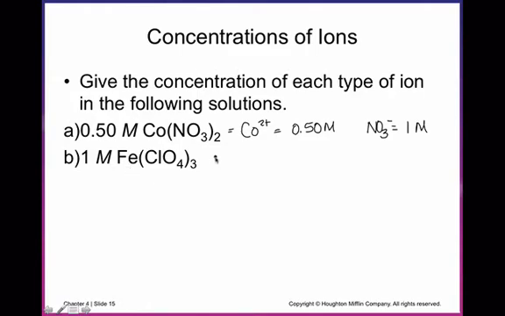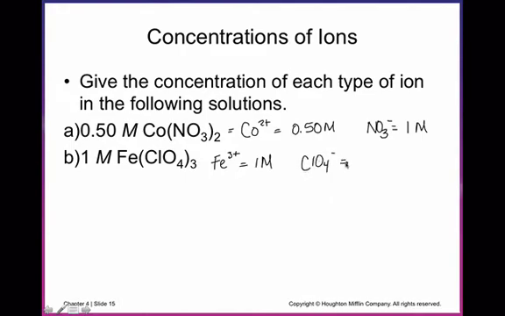Here we have iron, and this must be iron with a 3+ charge. So this iron, because there's only 1 of them, will be 1 molar for its ion concentration. The perchlorate ion, there are 3 of them.